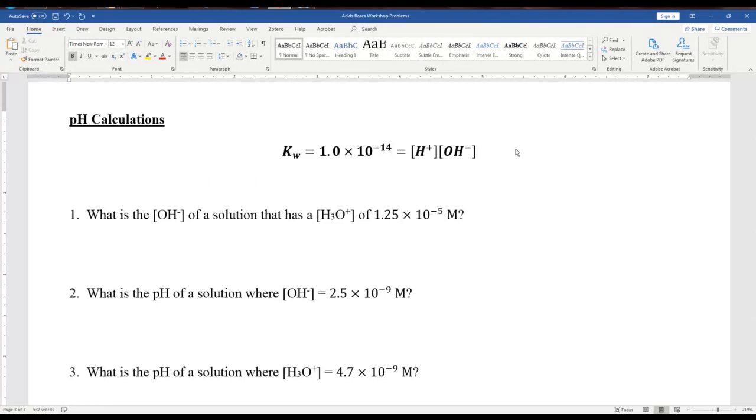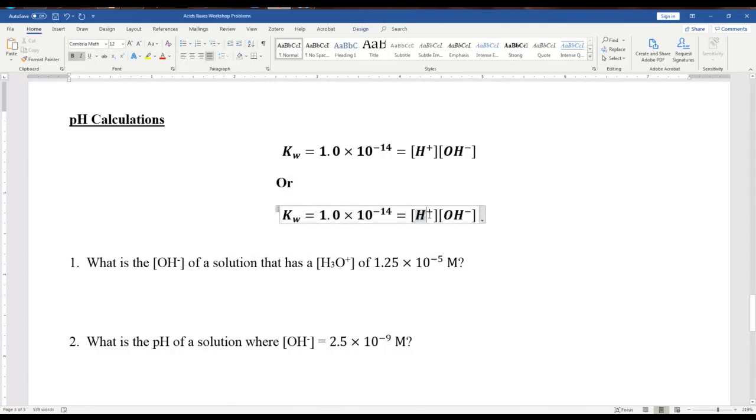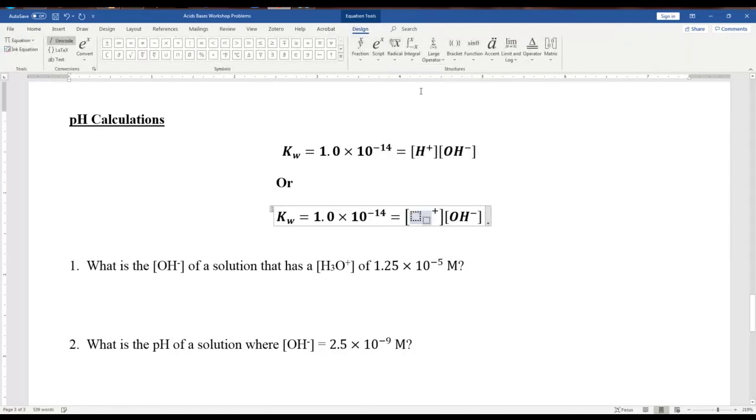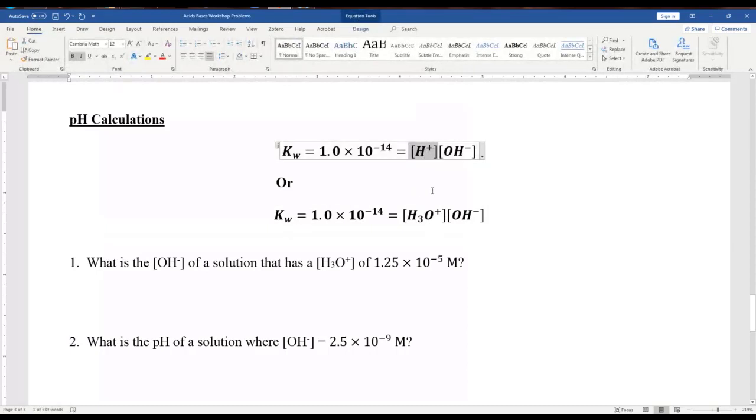Alternatively, sometimes you'll see this written like this. Instead of being H plus, it'll be written as H3O plus. Now the truth is, H3O plus is more accurate to what's really present in the solution. However, H plus is kind of a shorthand way that chemists sometimes like to use. So H plus and H3O plus are used interchangeably. They're basically the same thing, so don't worry about if you see one or the other. You can use either.